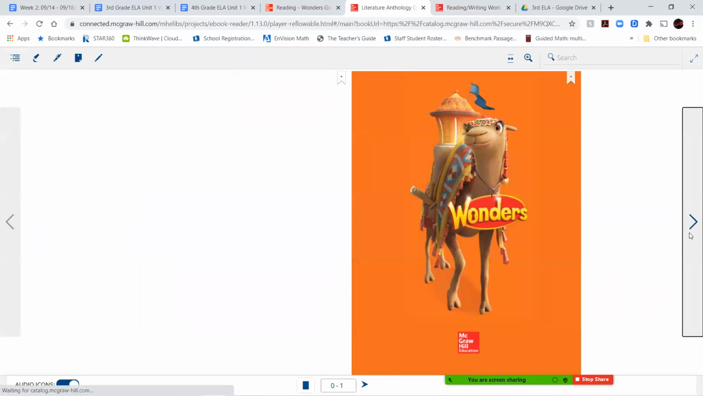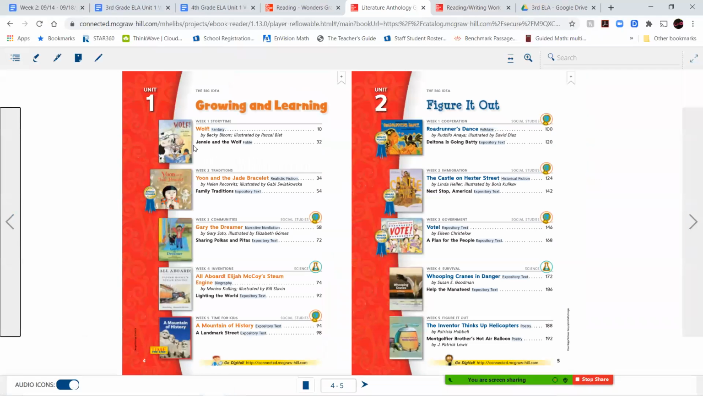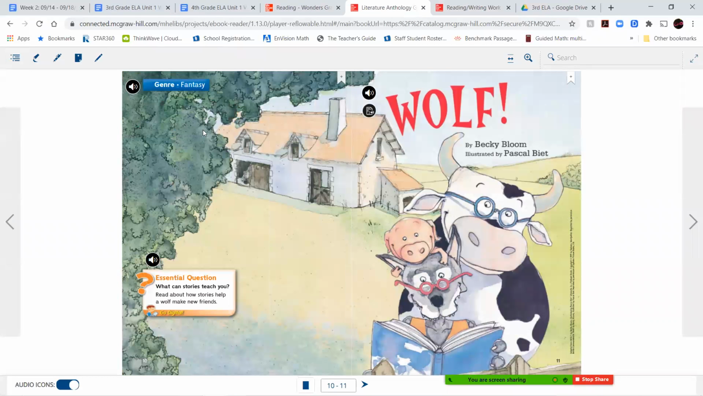I'm going to do the same thing here. I'm going to flip my pages until I get to Unit 1, Week 1, and I'm going to click on the story right there. So this is Unit 1. The first one over here says Week 1, then Week 2, and so on. So we're going to open the Week 1 story.